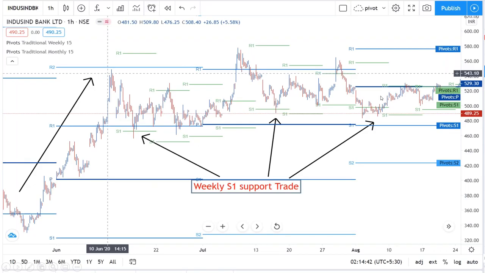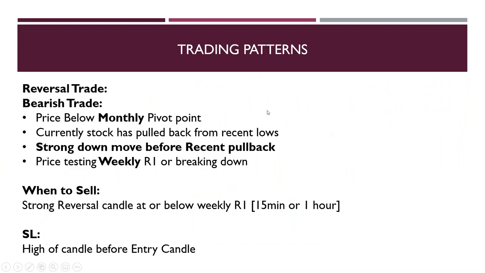Now in the same example you can see here, price is below the monthly pivot on 17th, the last one, see my arrow, below the monthly pivot, blue line, and at the same point there is weekly R1. Can you see price testing there and coming down? So here we can take a short trade with stop loss above this blue candle, and just see the small down move here. So this was the basic example.